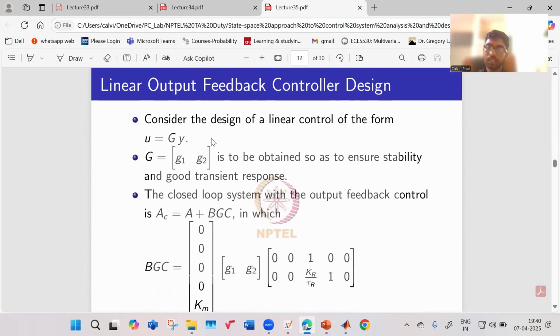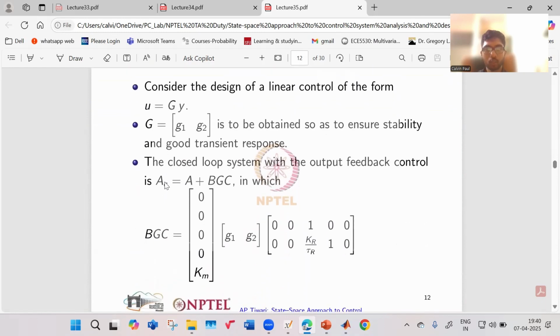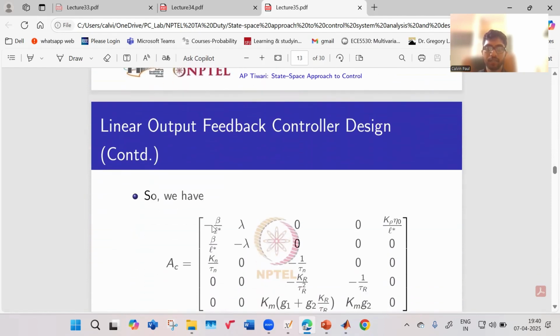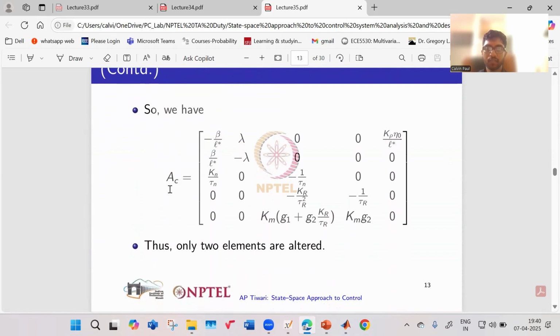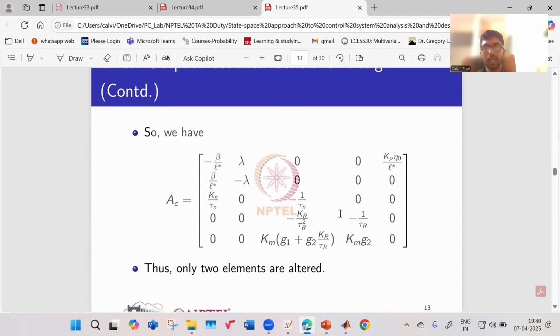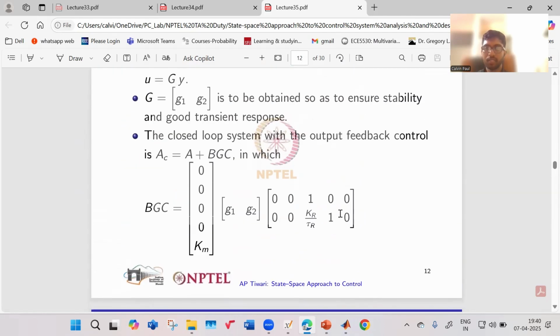So we will consider the design of the linear output feedback. We call it G1, G2 is to be used. To obtain this, we have to ensure stability as well as good transient. The closed loop system matrix is A plus B G C, and is given in this form. If we multiply it, we get our closed loop matrix to be given like this. So it can be seen that only two elements are altered. We cannot alter multiple elements. These two elements are capable of being altered. Okay, so let us just check.